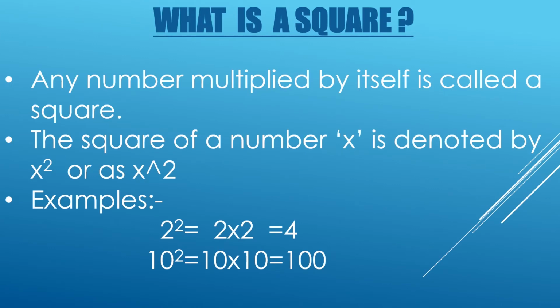What is a square? Any number multiplied by itself is called a square. The square of a number x is denoted by x with a superscript like this or is written like this. Few examples are 2 square, which is 2 into 2, which is 4, and 10 square, which is 10 into 10, which is 100. Now let us look at the squares from 1 to 25.